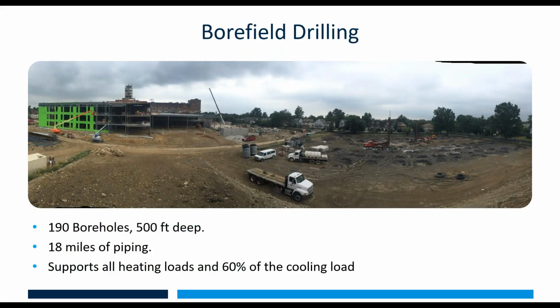I mentioned we did a hybrid system, so we had 190 boreholes that were 500 feet deep. It was about 18 miles of piping. So the bore field is sized to support all of the heating load of the building, and it will cover about 60% of the cooling load of the building. So you can see the school under construction on the left here, and then the bore field on the right while they were in the midst of drilling it. That field would later become a softball field.